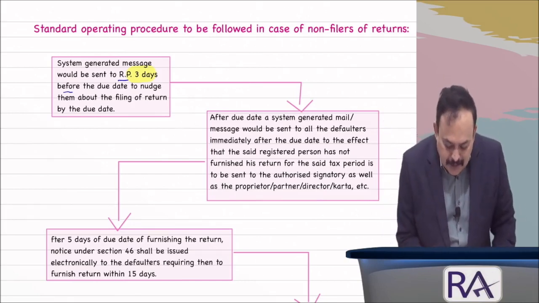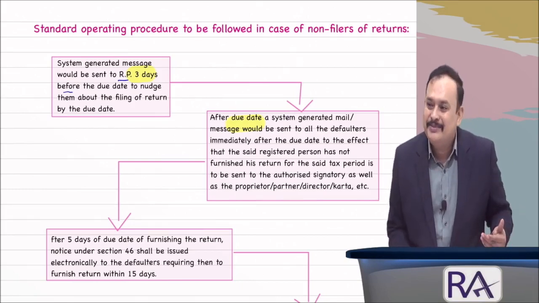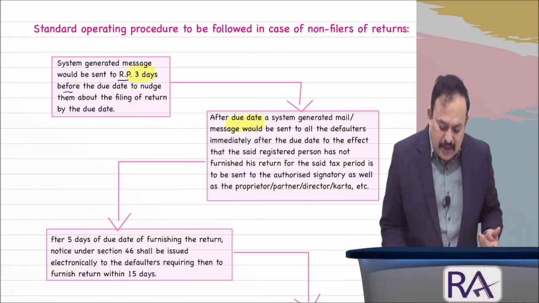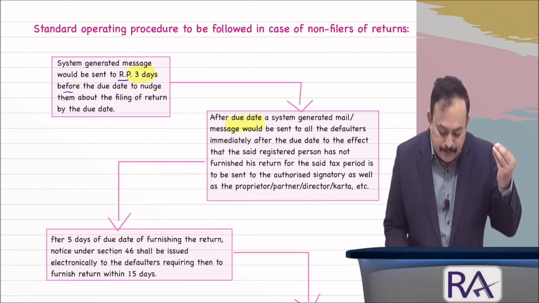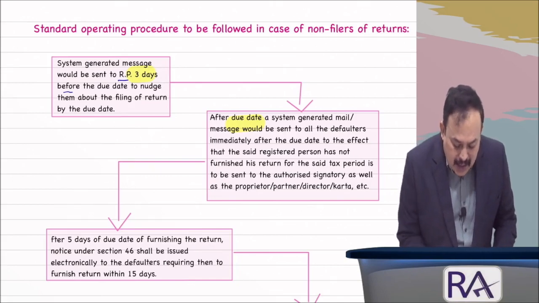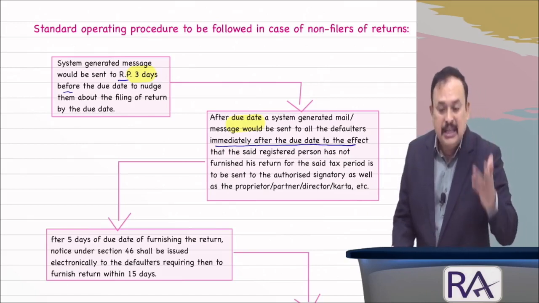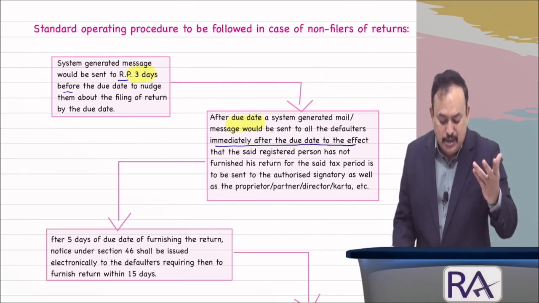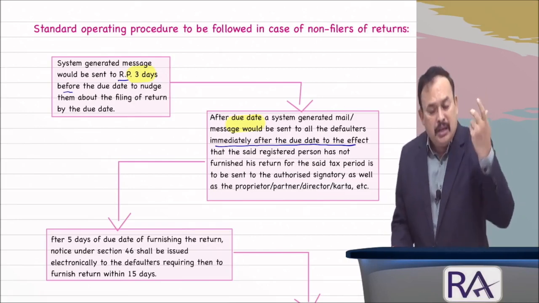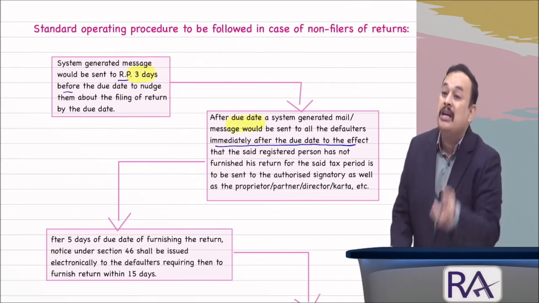After that, after the due date, a system generated mail or message, it means SMS, short messaging system, or by registered mail ID, a message should be generated to all the defaulters of filing of returns, immediately after the due date, to the effect that the said registered person has not furnished his return for the said tax period. It is to be sent to the authorized signatory as well as to the proprietor or to the partner or partners or to the directors of a company, in case of a company, in addition to the authorized signatory.